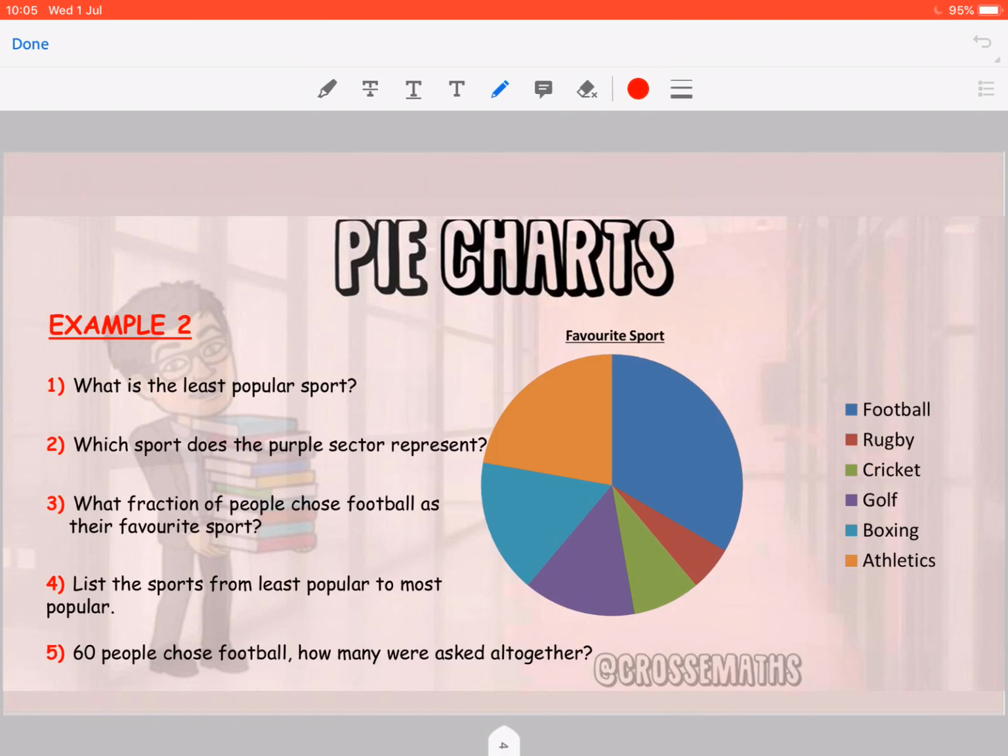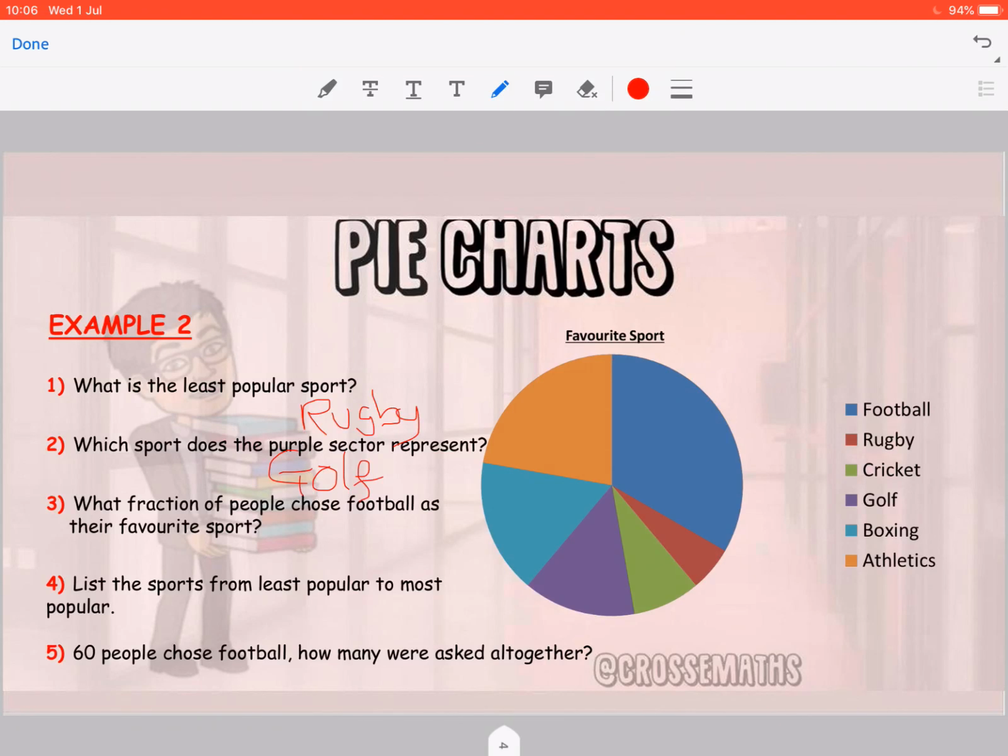What's the least popular sport? So the least popular sport will be the smallest chunk. The smallest chunk is this one by here. The least popular sport in this one is rugby. Clearly not in Wales. Least popular sport is rugby. Which sport does the purple sector represent? Well, the purple one, sorry if you're colourblind, the purple one is golf.